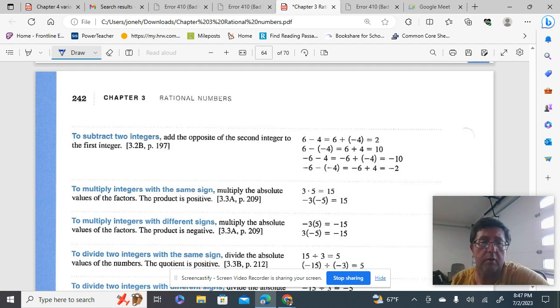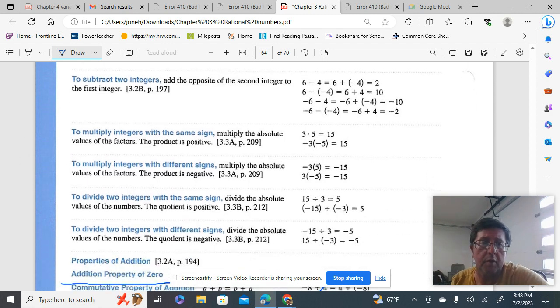Okay, so to subtract two integers, 6 minus 4, you do 6 plus -4. I think that's a waste of time. Just do the 6 minus 4. You don't have to do 6 plus -4. It's the same thing.